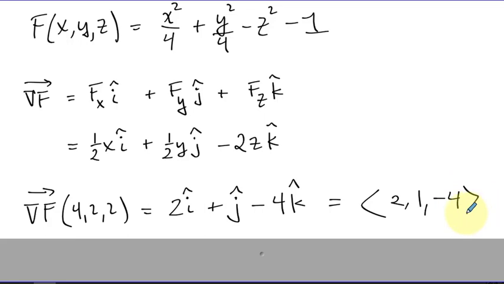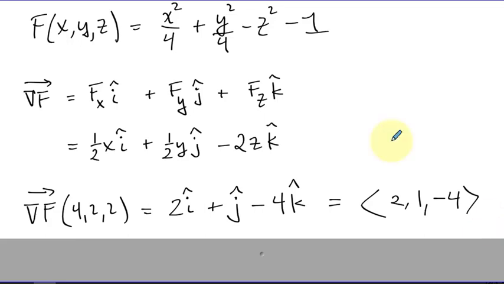It isn't a unit vector. It's just a vector that is normal to the tangent plane, and therefore normal to the surface, and therefore will be perpendicular to the tangent plane. It will be the direction vector for the tangent plane.